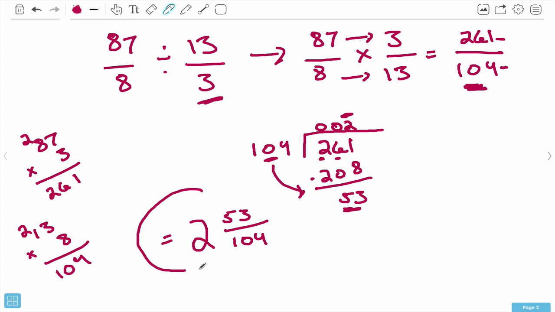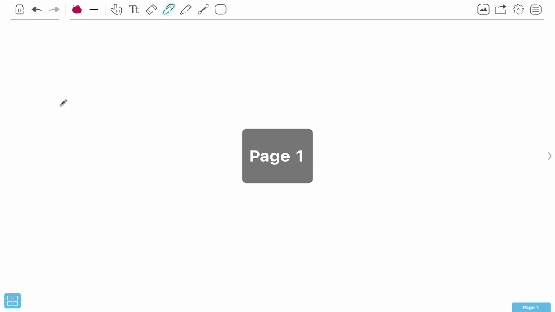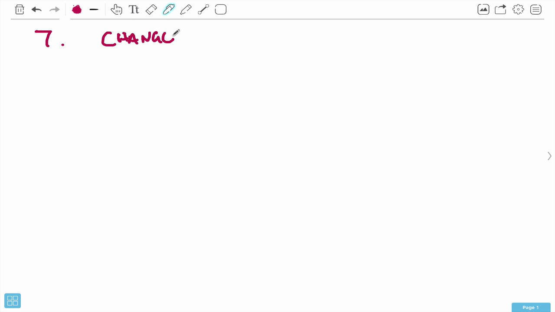So now let's get into some decimals. And in my opinion, I actually think decimals are easier, but I'll let you be the judge. So number seven, we have change 3 and 3/4 to a decimal.